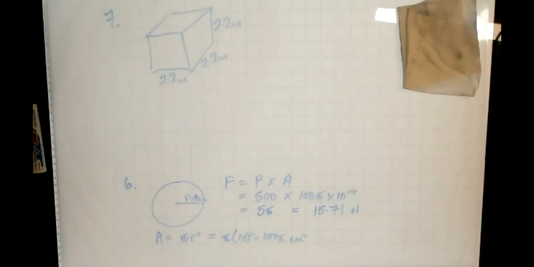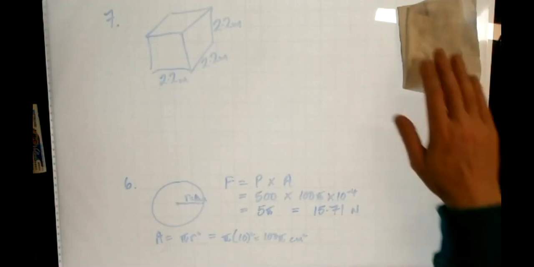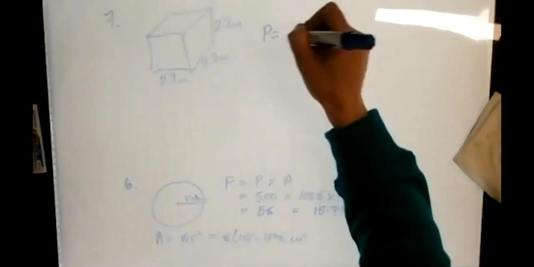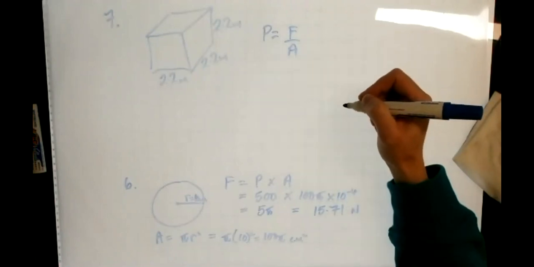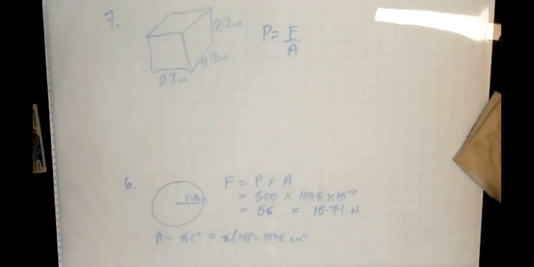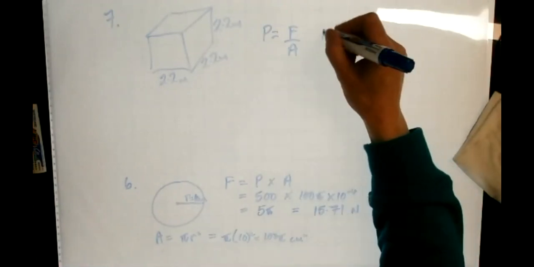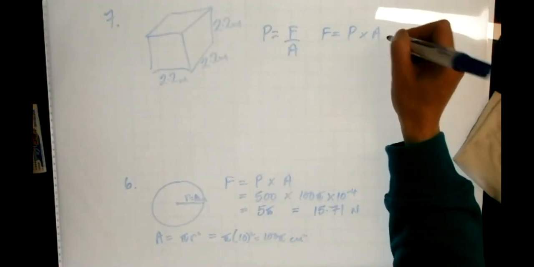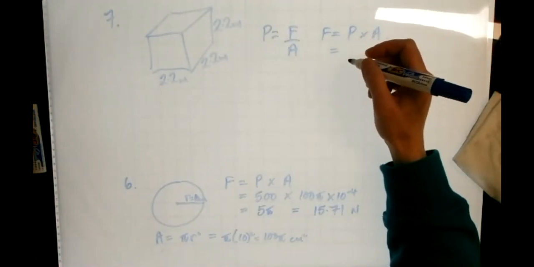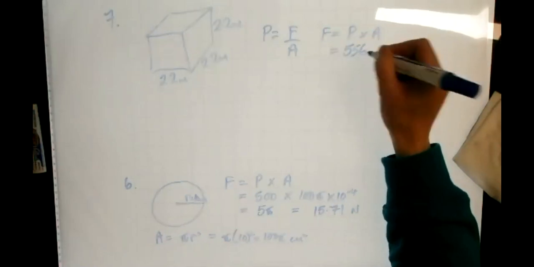So, attempt the question. Right, first write the formula: P equals F over A. Yes, perfect. So P is pressure, and we need to find the force. The force is the pressure times the area. We must work out the area.